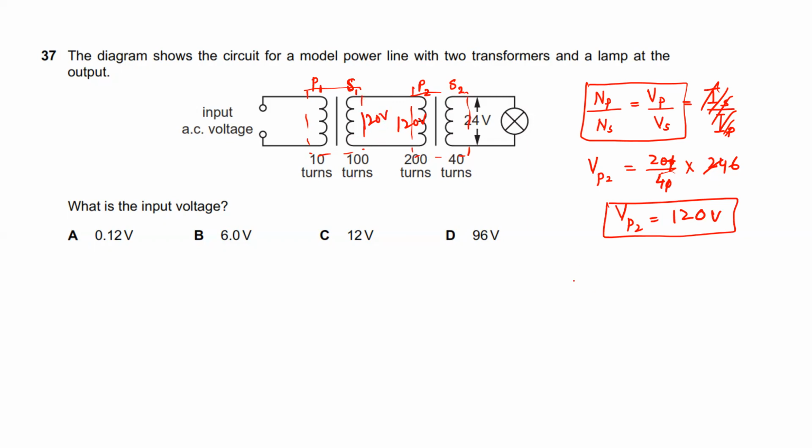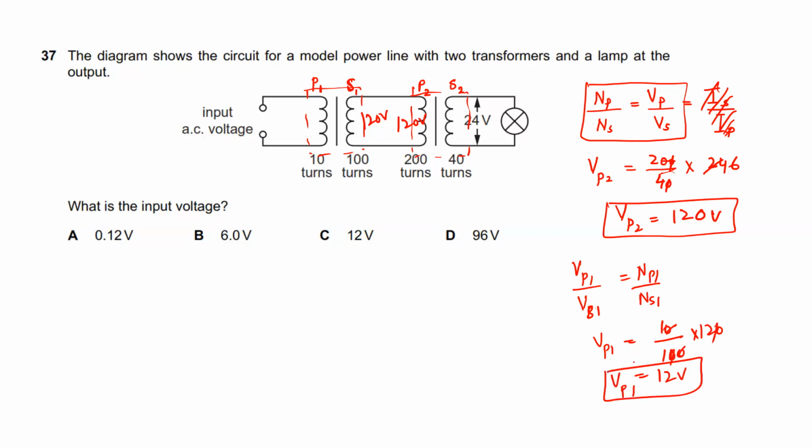So again, VP1 over VS1, sorry, is equal to NP1 over NS1. So NP1 is 10, NS1 is 100, multiplied by 120. VP1 is 12 volts. Let's see if we have an answer here. So option C is the right option we have. So this is how we calculate it. So answer C is the correct answer.